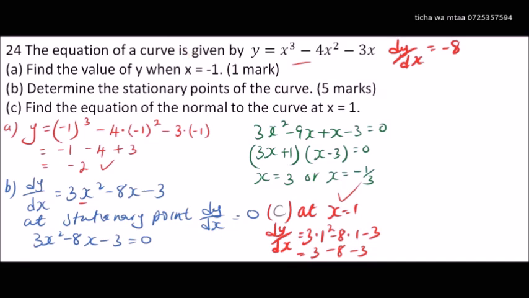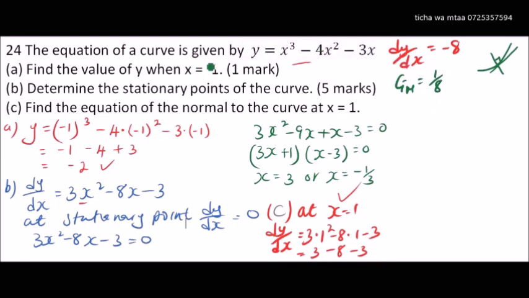So what it means is that the gradient of the normal, which is perpendicular to the tangent, normally when we have a curve, if this is a tangent, then the normal is the line that is perpendicular to that tangent. And we know that for perpendicular lines, the product of their gradients is minus 1. So the gradient of the normal is equal to 1 over 8, so that when you multiply 1 over 8 times minus 8, you get minus 1.